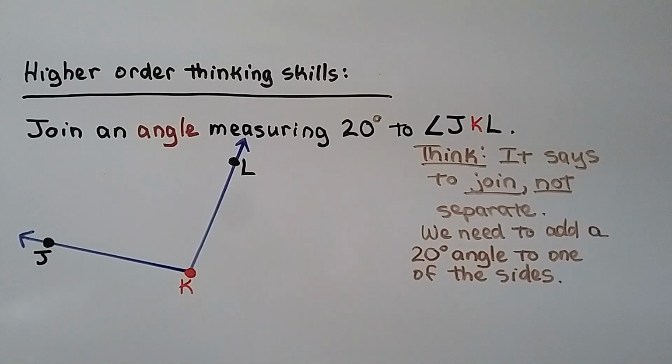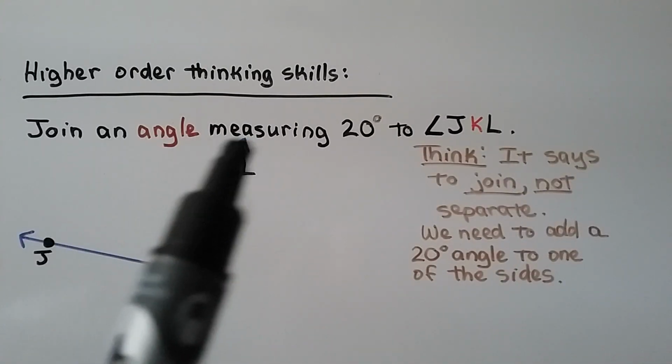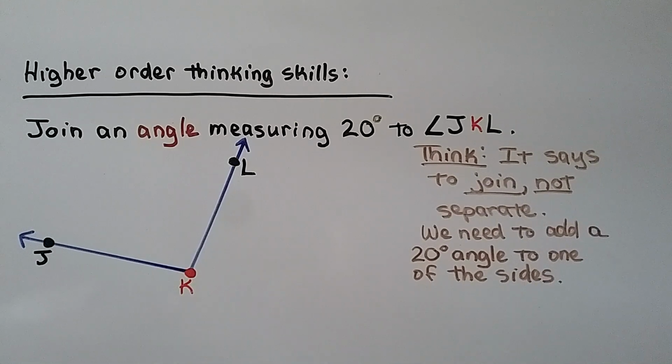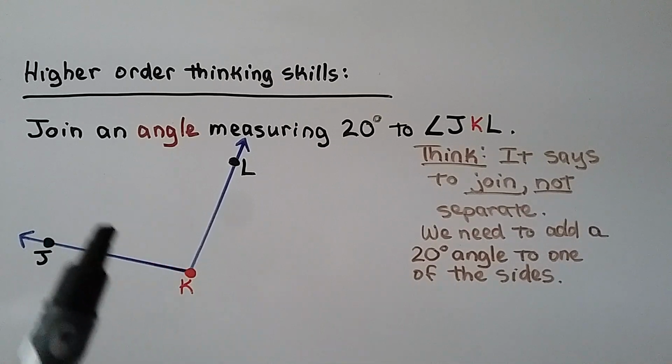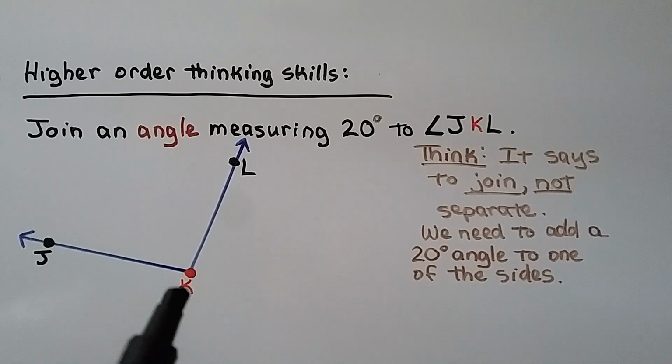We're going to use some higher order thinking skills for this problem. It says join an angle measuring 20 degrees to angle JKL. So here's angle JKL, and it's telling us to join an angle measuring 20 degrees. So we think it says join, not separate. So it's not telling us to separate this so that there's an angle inside. It's telling us to join it with an angle. So we need to add a 20-degree angle to one of the sides. We can add it over here, or we can add it over there.